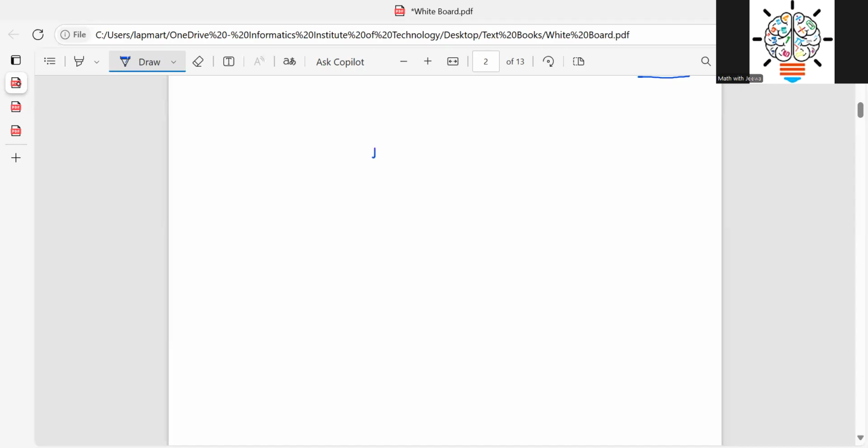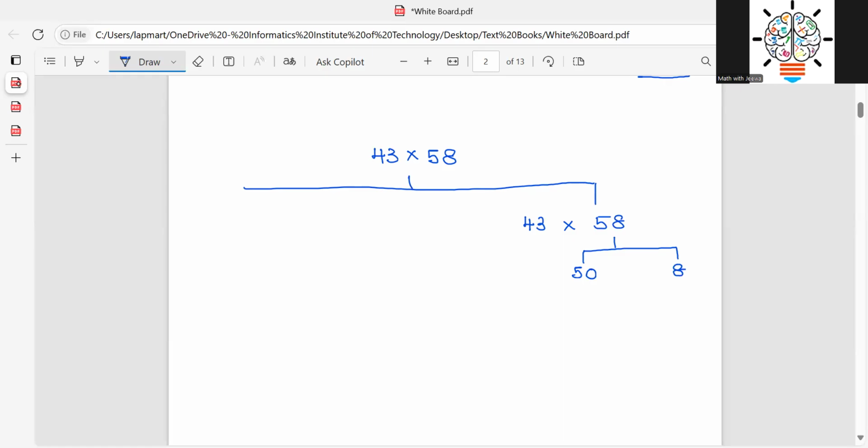So I'll take another example and we'll see how it works, right? Let's say you have 43 multiplied by 58, right? Again, the same thing. We'll do this time this side. So we can write 43 multiplied by 58. 58, I can write in another way: 50 plus 8. Then 43 I multiply by 8. So 43 you multiply by 8 and get the answer 344.